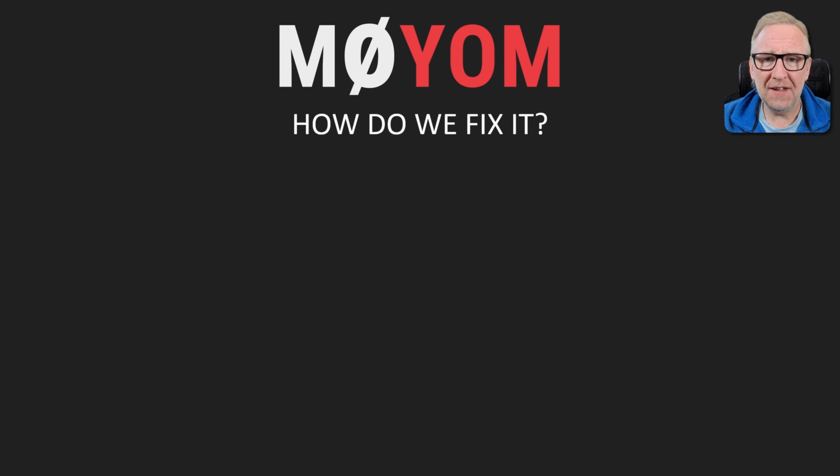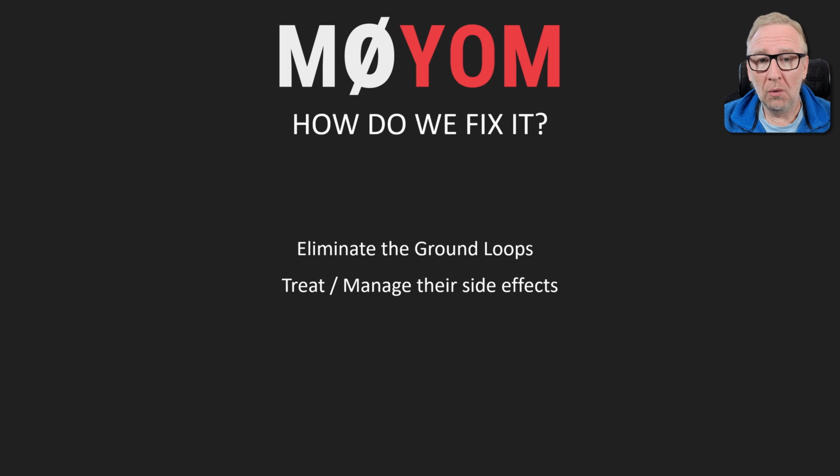So how do we go about fixing the problem of ground loops? There are basically two main approaches. We can eliminate the ground loops. This is by far the best option, and wherever possible, it's what I'd recommend. Or we can sometimes treat or manage the effects of the ground loops. Elimination of ground loops is always the best approach, but this isn't always possible, so we do sometimes have to find ways of managing their effects.